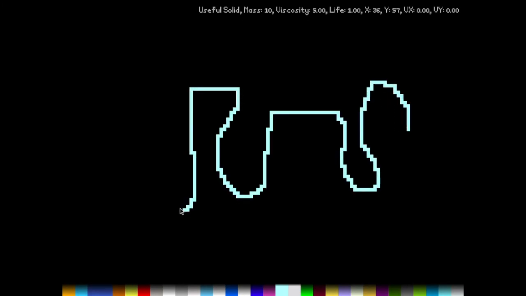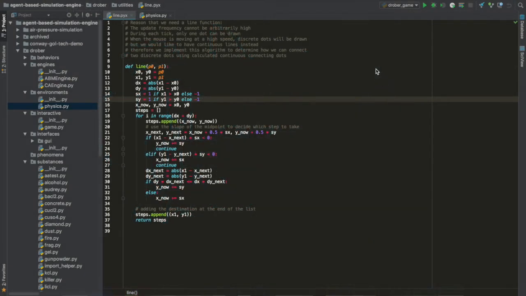Also, no matter how fast we draw on the screen or how complicated the lines are, we're always going to get a continuous line and there will be no dots missing out. That's because I implemented a special line function to make sure that no matter how fast we draw, no matter how fast the mouse is moving on the screen, we're always going to get a continuous line.